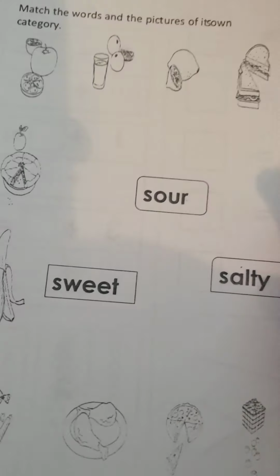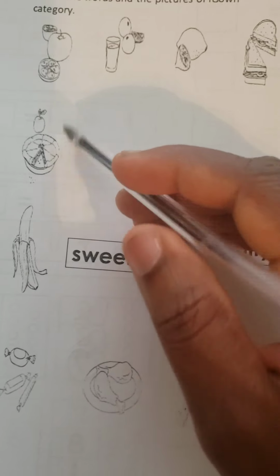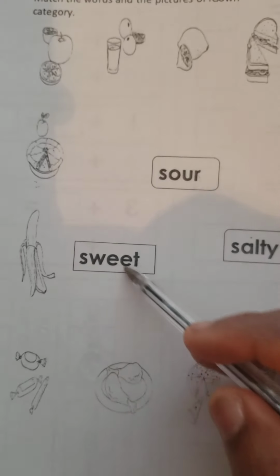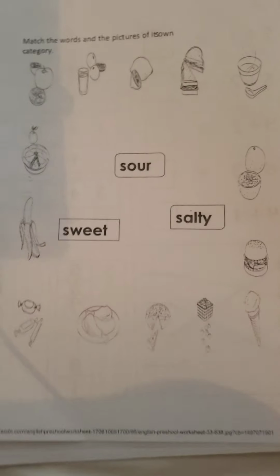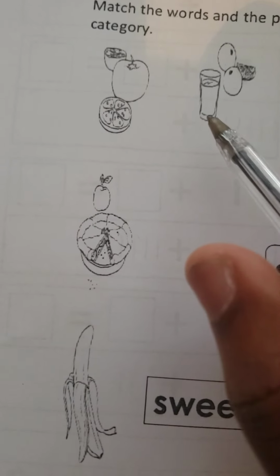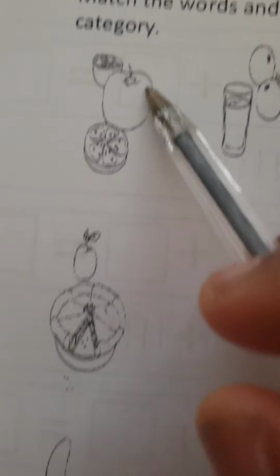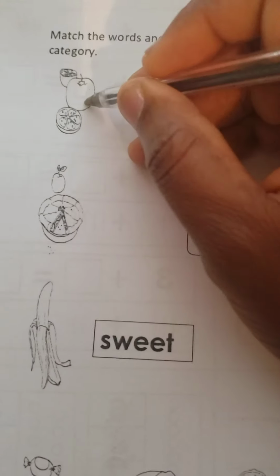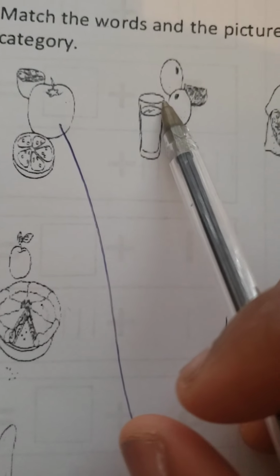Now we have different fruits all in the circle. All you need to do is to connect the fruits to the words, but you must have tested it before you connect them. Now this is a picture of, I think, a plum. Okay, now I know this fruit is sweet, so I'm going to connect it down to the word that says sweet. Now this is juice, orange juice.